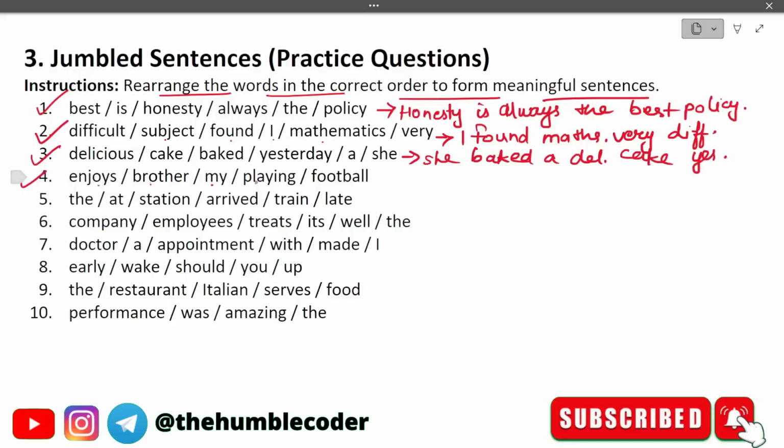Enjoys brother my playing football. Please pause in between and then prepare the answers and then watch the solution. The answer for this is, my brother enjoys playing football. Okay, this is the correct one. Moving on to the next one.